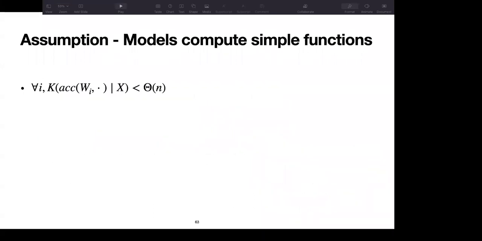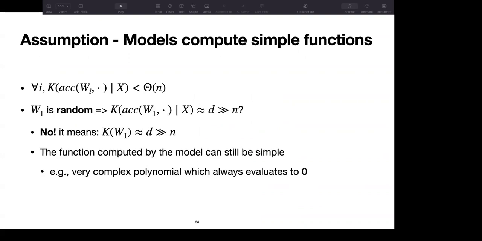Okay, so the first assumption that I need: models compute simple functions. Specifically, the Kolmogorov complexity of the function computed by the model is smaller than n times some constant for the sake of this discussion. And you should immediately be suspicious. You should be like, what? You said that the initial model is random. Doesn't this immediately mean that if the model is over-parameterized, the Kolmogorov complexity is much bigger than n, and then this entire assumption makes no sense?